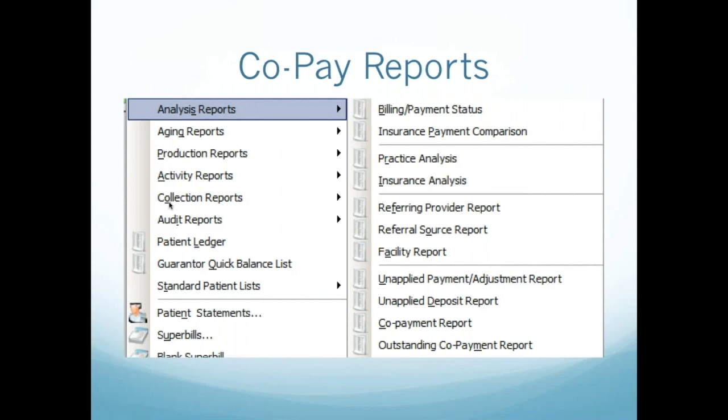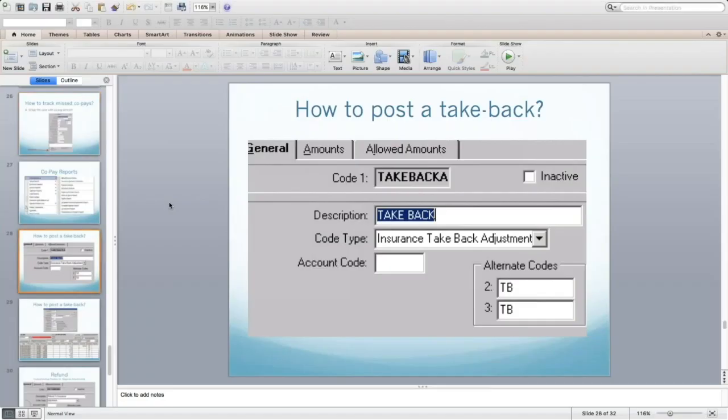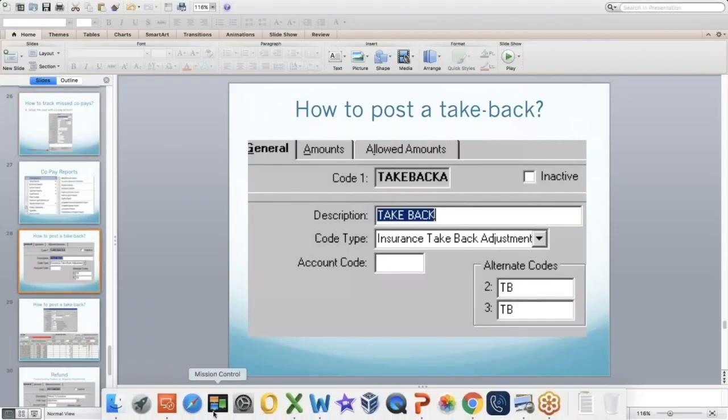So those are the copay reports that I mentioned, and the next thing is how to track a take back. So what's a take back first? A take back is when the insurance was supposed to give you $500, but they only give you $450 because they took away $50 from Joe Schmo and gave it to Susie Smith. So let's see how that works in the system.